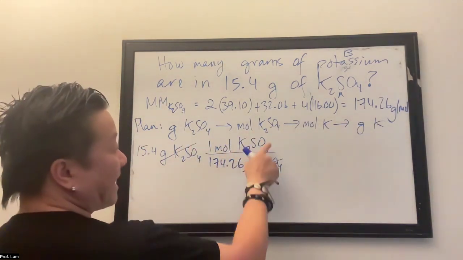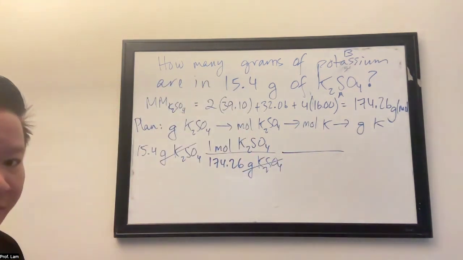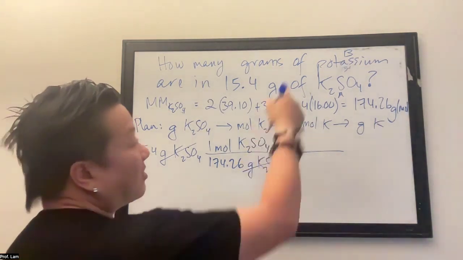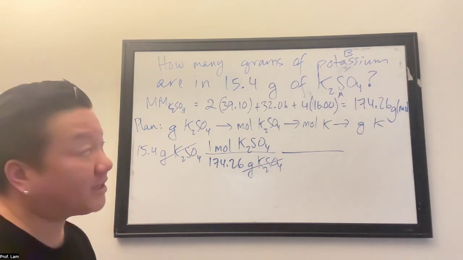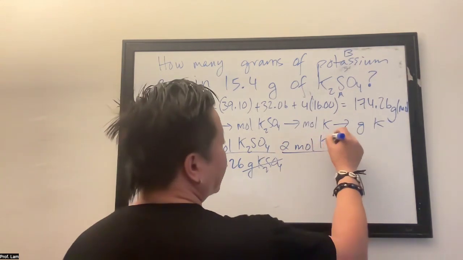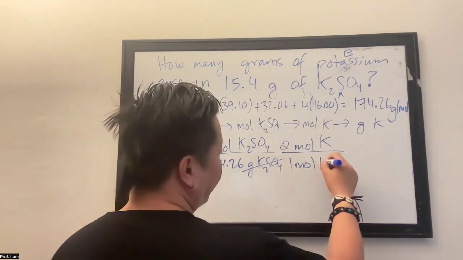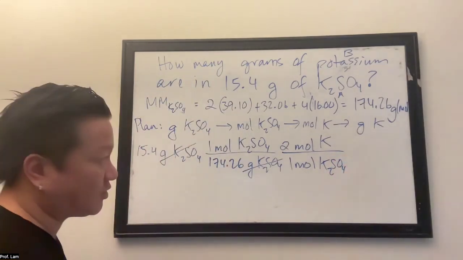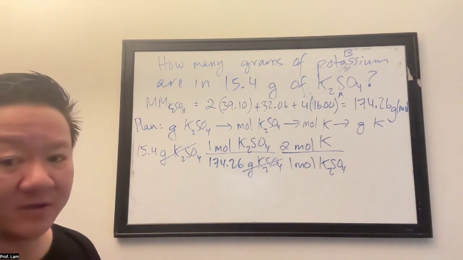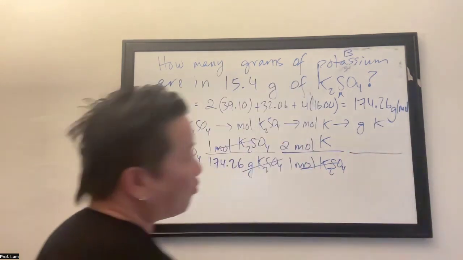Okay, so now we're here. We have moles of K2SO4. We need to get to moles of K. How do we do that? We're going to count, right? How many potassiums are there in K2SO4? 2, right? So you're going to put 2 moles of potassium on top because that's the desired unit. On the bottom, 1 mole of K2SO4. What you're saying is there are 2 moles of potassium in 1 mole of K2SO4. Cancel. Okay, and then one more step.